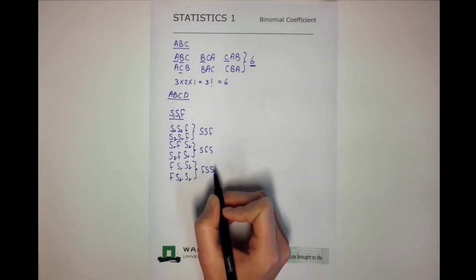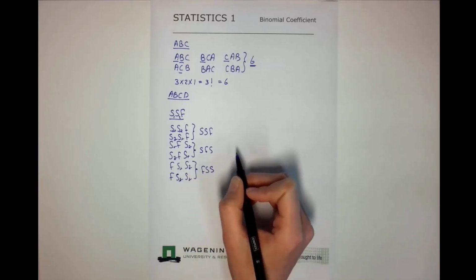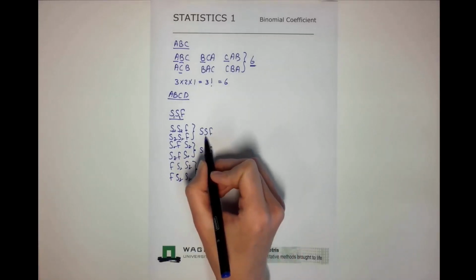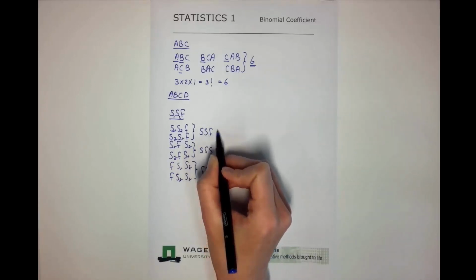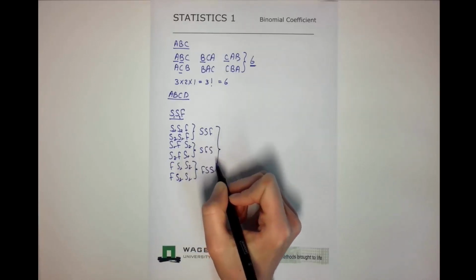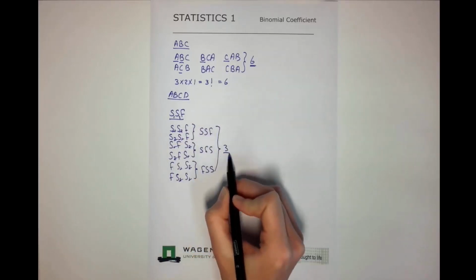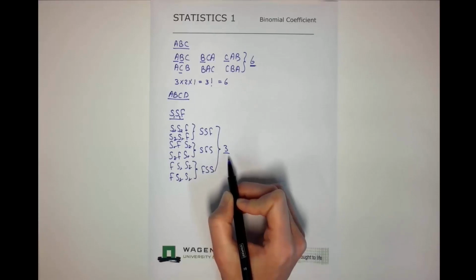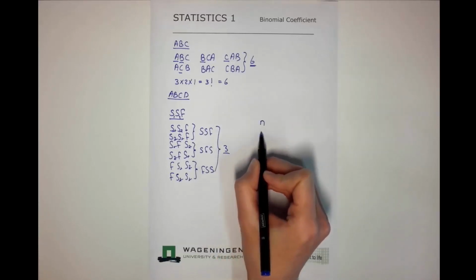This is because you can rearrange the letters to make a new order, but not every rearrangement produces a different order. So if we change the S with the other S, the order is still similar. There are only 3 unique orders to order 2 successes and 1 failure. We can calculate this number of unique orders by using the binomial coefficient, which is mainly written as n above k.